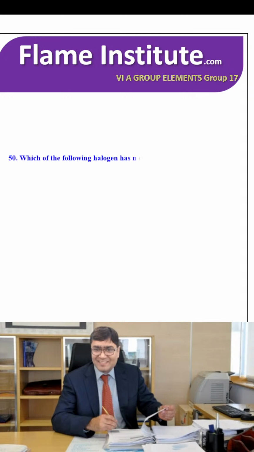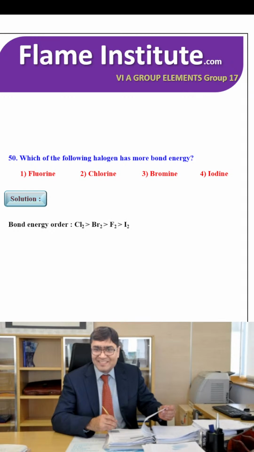Which of the following halogens has more bond energy? Fluorine, chlorine, bromine, iodine. The bond energy order is Cl2 greater than Br2 greater than F2 greater than I2. So chlorine is the correct option.